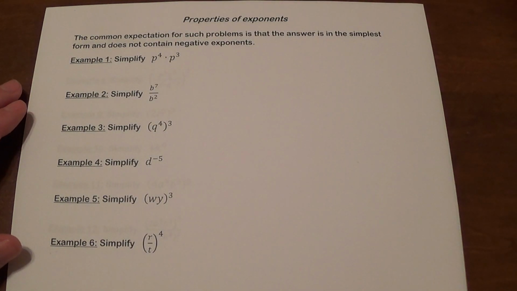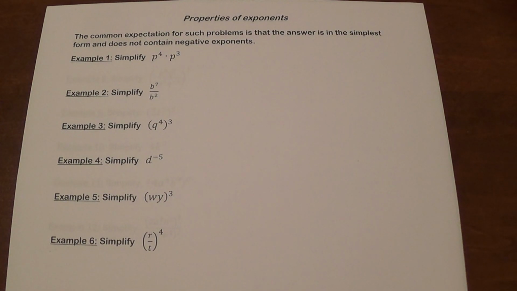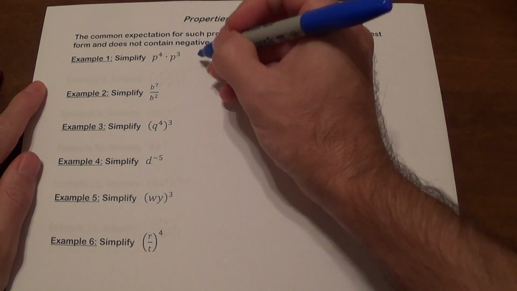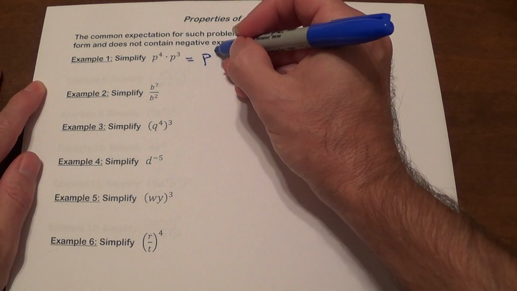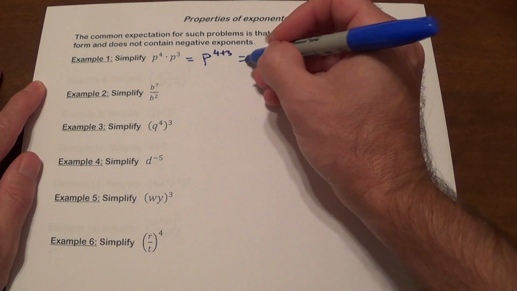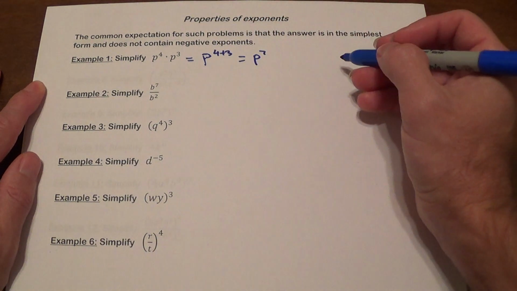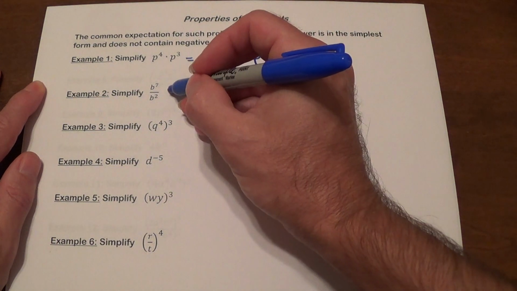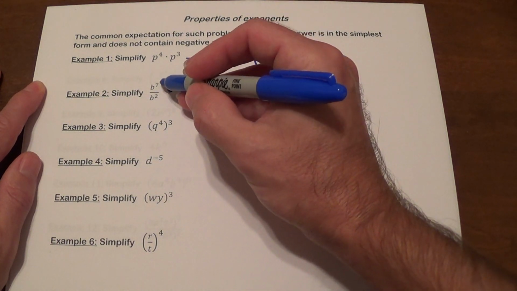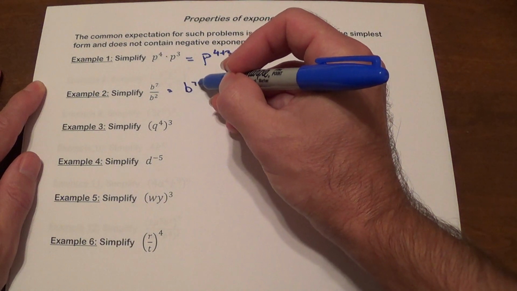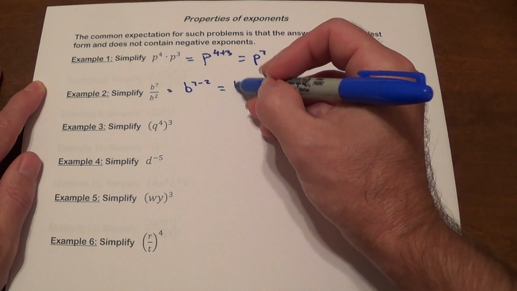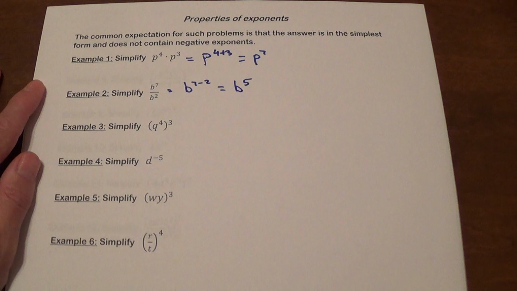We're going to start with some simple examples. So p to the power 4 times p to the power 3. That means we are going to have to add the exponents. It's going to be p to the power 4 plus 3, which gives us p to the power 7. When you divide, so b to the 7th power divided by b squared, that's going to be b to the power 7 minus 2, which is going to be b to the 5th power.